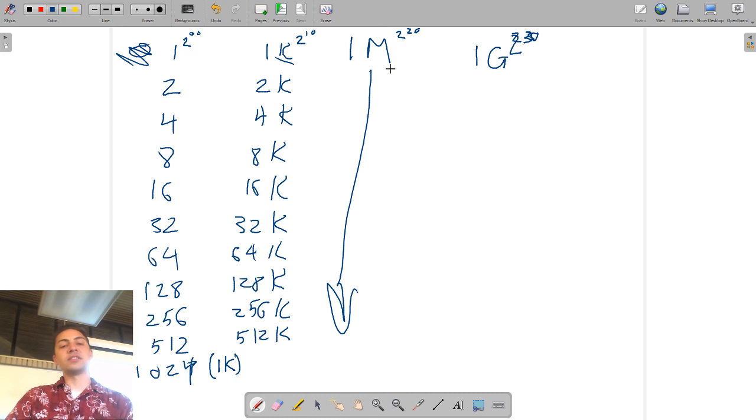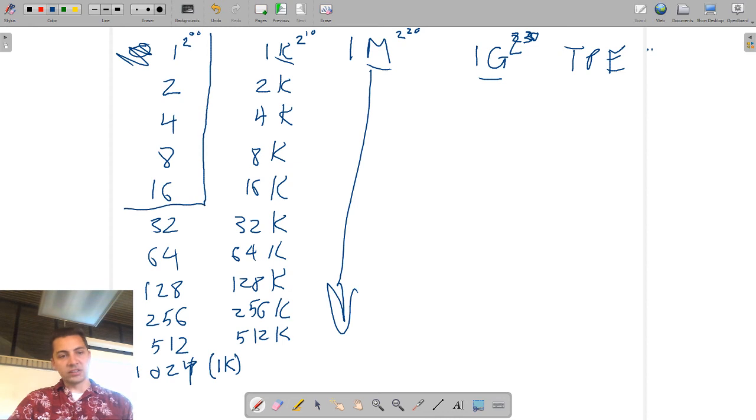Standard SI prefixes: K, M, G, tera, penta, exa, and so on and so forth. So these powers of 2, mostly I want to deal with these for my number systems.